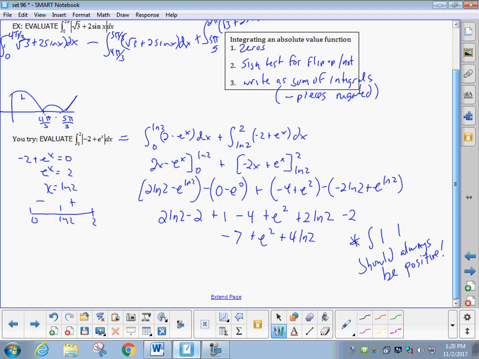Are you getting something like I'm getting? Negative 7 plus c squared plus 4 log 2? Okay. Certainly, if we're integrating absolute value, then all our rectangles will have positive y's and positive x's, so we should yield positive x's. We should get positive x's, right? Okay.